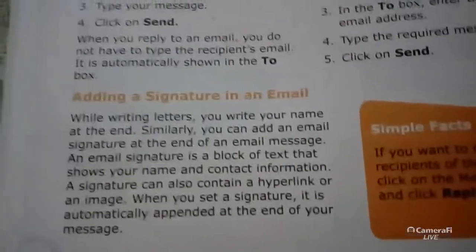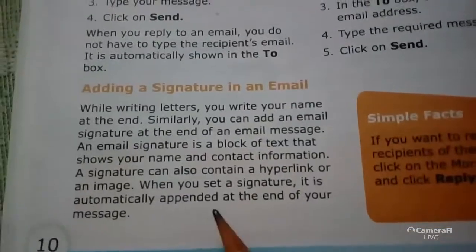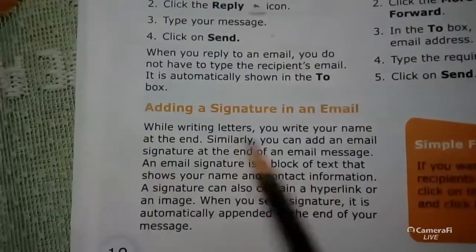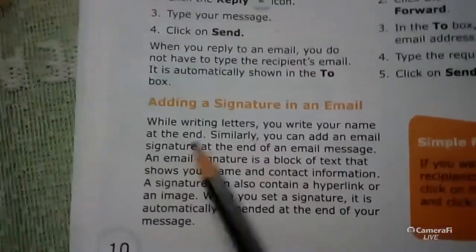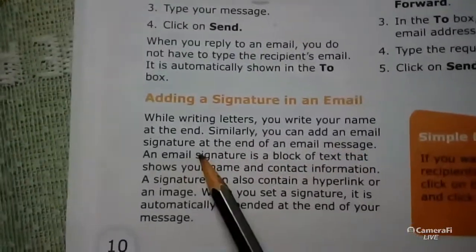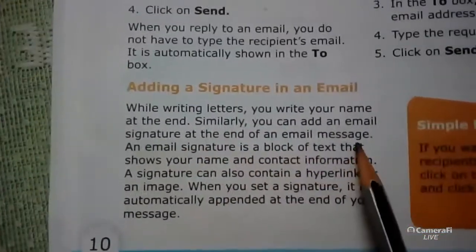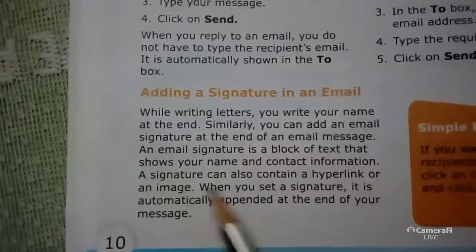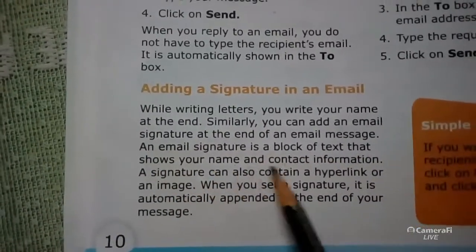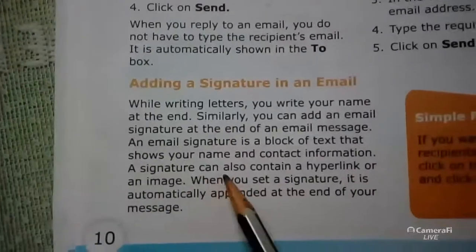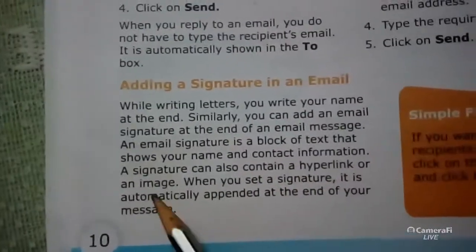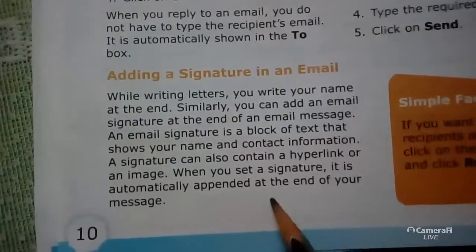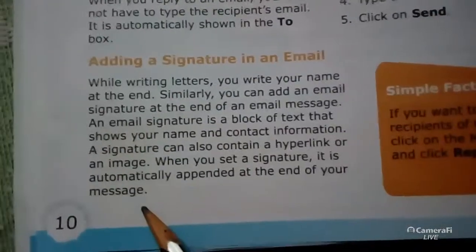Now adding signature. That means at the end of the letter, always we give one signature. So what happens? While writing letters, you write your name at the end. Similarly, you can add an email signature at the end of an email message. An email signature is a block of text that shows your name and contact information. A signature can also contain a hyperlink or an image. When you set a signature, it is automatically appended at the end of your message.